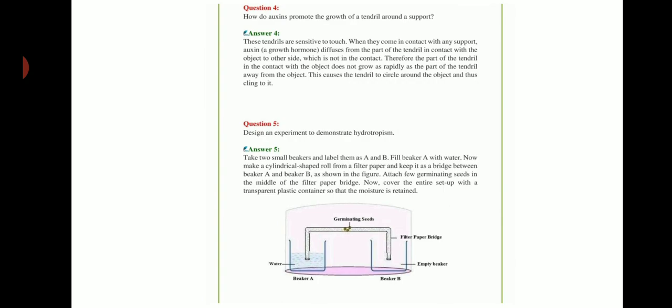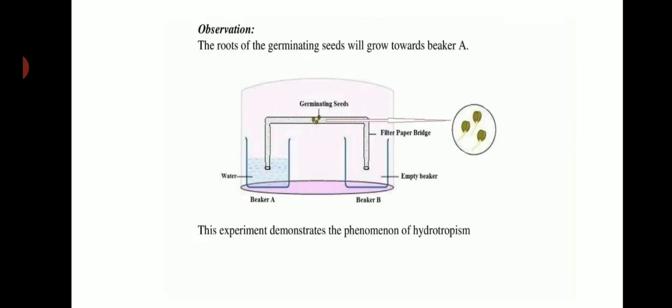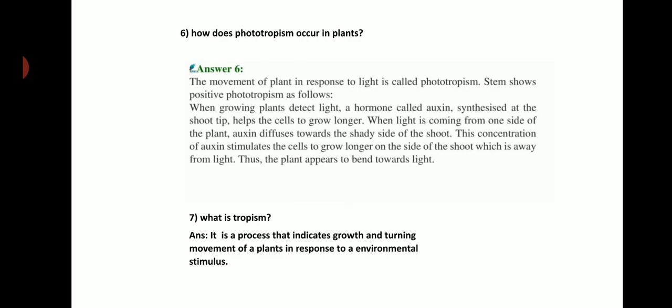Now cover the entire setup with a transparent plastic container so that the moisture is retained. So what would happen? Obviously the seeds grow towards water, right? The root grows towards beaker A because in beaker A there is water. Let's see the observation. The root of germinating seeds will grow towards beaker A, and this experiment shows hydrotropism. The next one, how does phototropism occur in a plant?